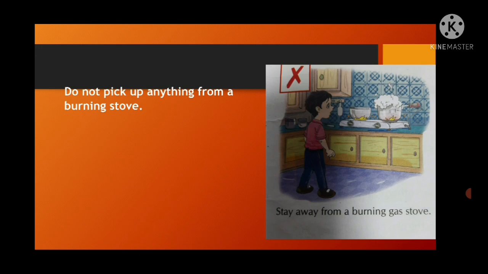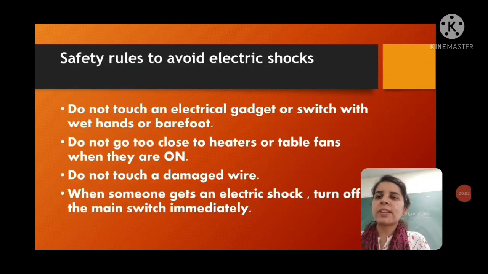Now let's talk about safety rules to avoid electric shocks. Don't touch an electrical gadget or switch with wet hands or barefoot because you may get an electric shock. Don't go too close to heaters or table fans when they are on. Always turn off the switches before touching them. Don't touch a damaged wire because it may be carrying electric current. When you find someone gets an electric shock, turn off the main switch immediately.